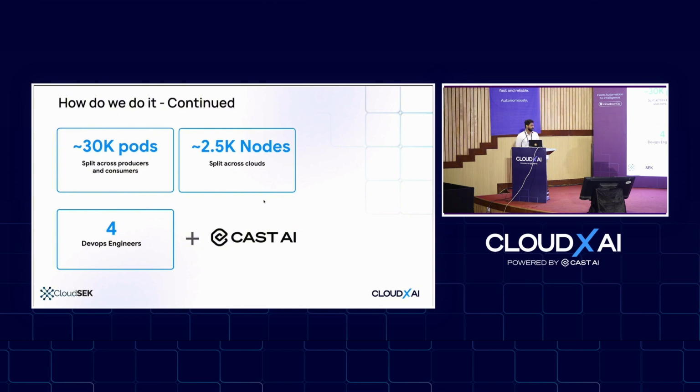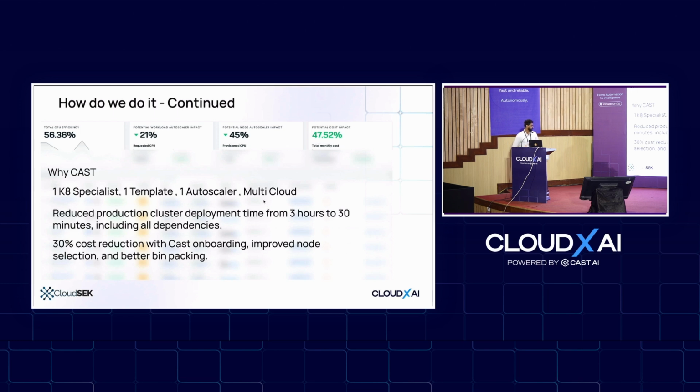So this is the scale we are at: 30K pods every single day, 2.5K nodes split across multiple clouds. We use AWS, GCP, Azure, Alibaba Cloud, DigitalOcean, Linode, and so on. We are 4 DevOps engineers handling all this scale with the inclusion of CastAI. Why Cast? We have one K8s specialist, and because of Cast, we can use one template, one autoscaler, and do the same thing again and again, multi-cloud. That's a 30% cost reduction as well.